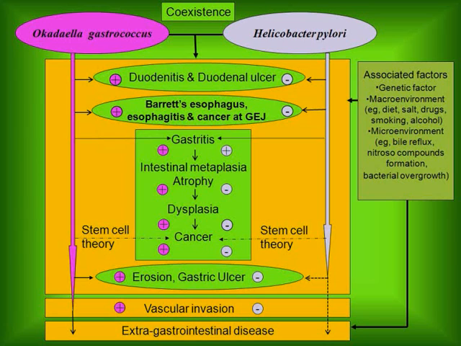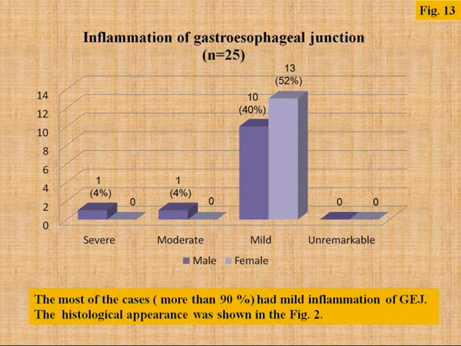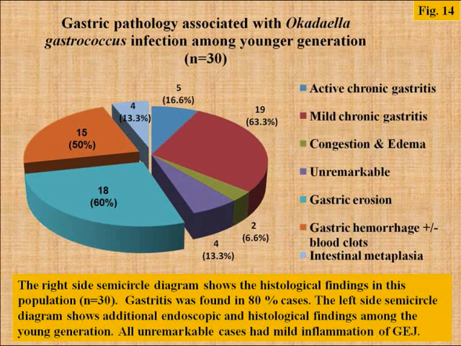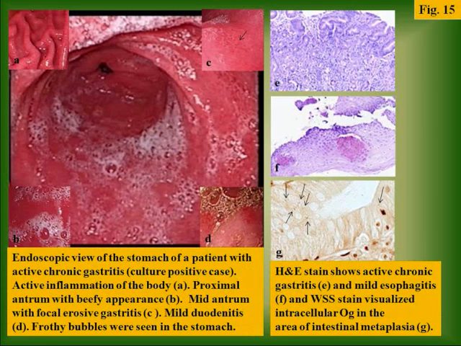Intracellular OG has been found to be associated with H. pylori negative various pathologies, including the inflammation of a GE junction, active chronic gastritis, gastric erosions, gastric congestion and edema, gastric hemorrhage, and duodenitis. Preneoplastic lesion, intestinal metaplasia was found in some patients.